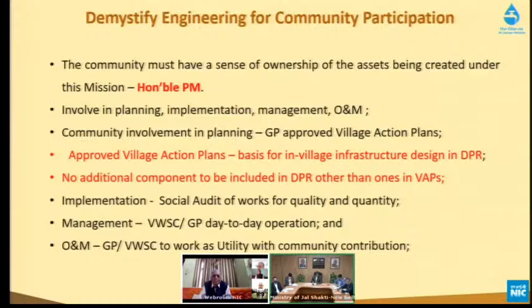In the implementation part, the community will be involved by undertaking social audits of the structures, both quantity as well as quality. In terms of management, it would be the responsibility of the VWSC or the Gram Panchayat to take over the day-to-day operations post-commissioning, and it is handed over to them. And for operation and maintenance, the VWSC or the Gram Panchayat have to work as a utility with community contribution as well as funds received from the finance commissions of both center and state. Next one.